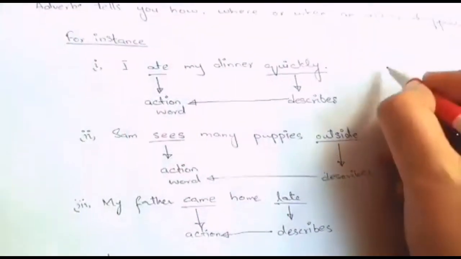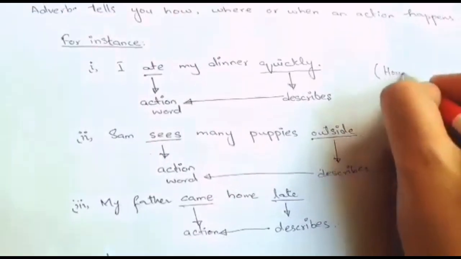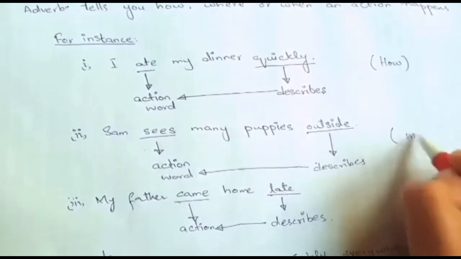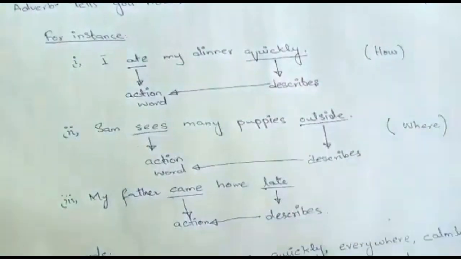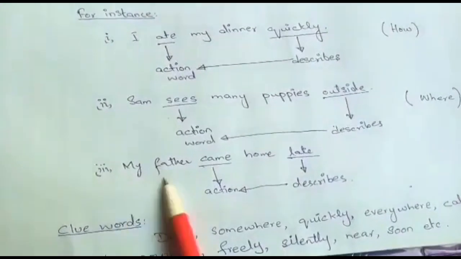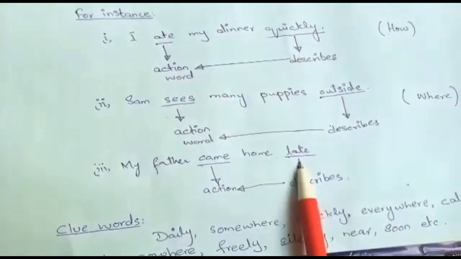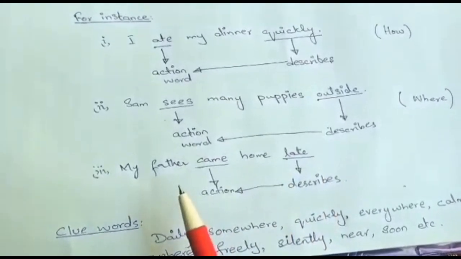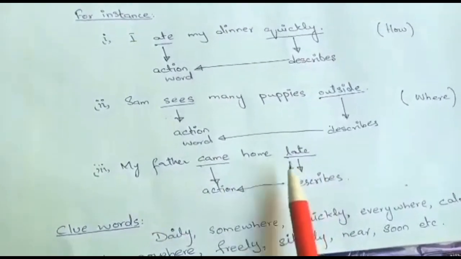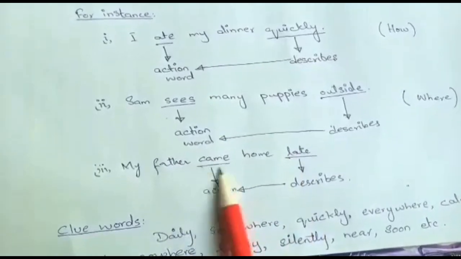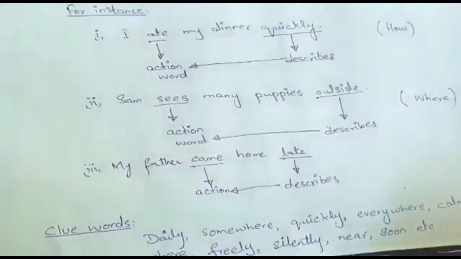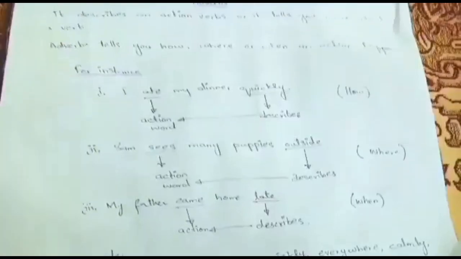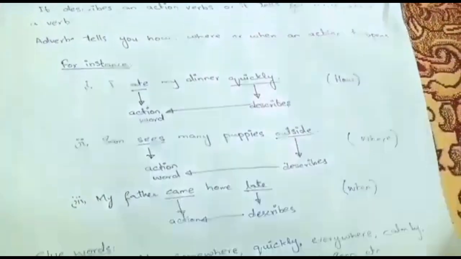So, number one, it tells you how, and this example tells you where an action happens. Number three, my father came home late. Here, late tells us when the action happens. That is, late describes an action word, came. So it tells you when an action happens. Hope it's clear up till here.